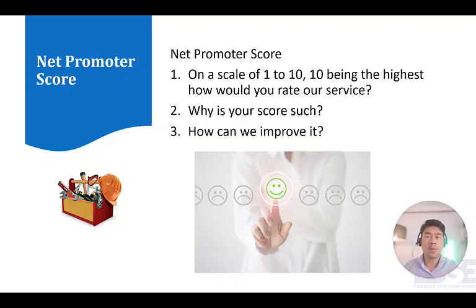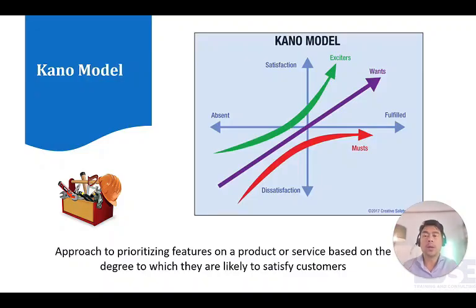I recall at that time when I was put on the spot to conduct a survey at the end of the meeting. Fortunately, I know the Net Promoter Score, so I immediately set up this kind of questioning at the end of the meeting. And we asked our participants on a scale of 1 to 10 to rate the meeting. And then the next question is, why is their score such? And then the third question is how we can improve it. The Net Promoter Score.